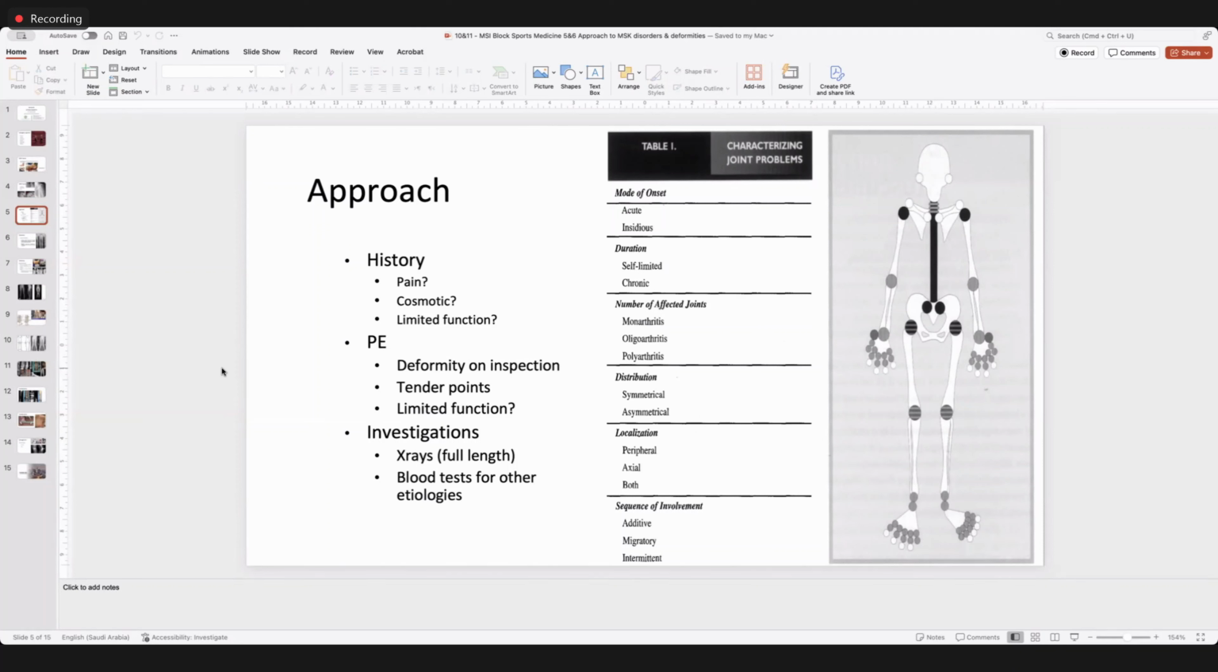So, guys, from this slide, we're transitioning now to the deformities part of this lecture. So the approach to MSK, you guys all know it, and now we are approaching the deformity stuff. So I'm going to go over the same approach now.